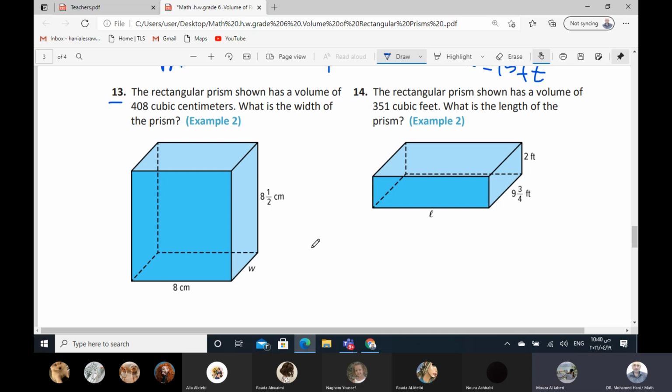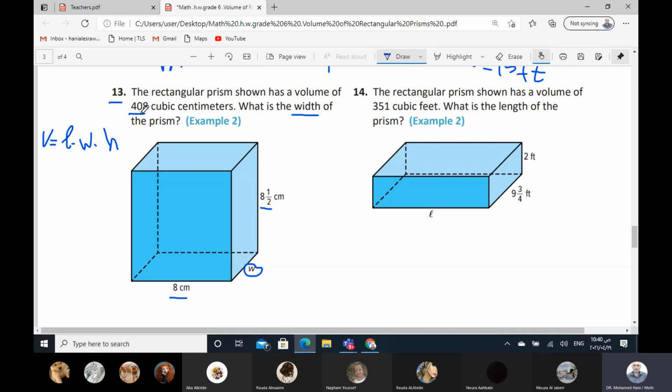The rectangular prism shown has a volume of 408 cubic centimeters. So, thank you, Moza. We know the volume 408, and we want to find the width. As you see here, we have the length, we have the height, and the missing value here, the W. So start from the formula V equals length times W times height.